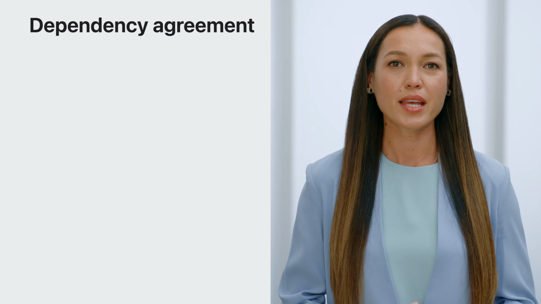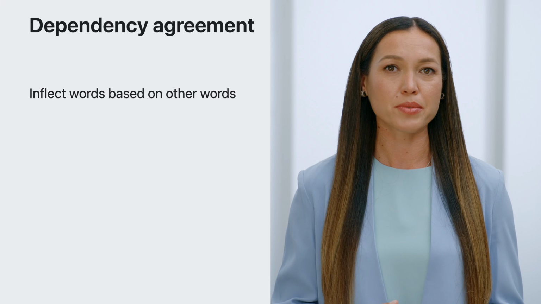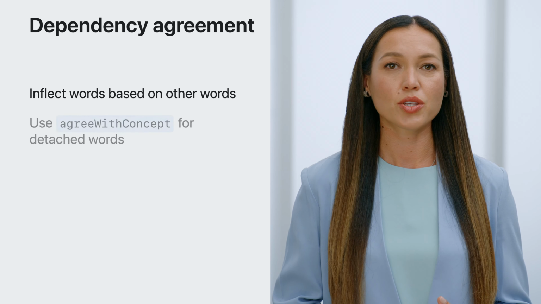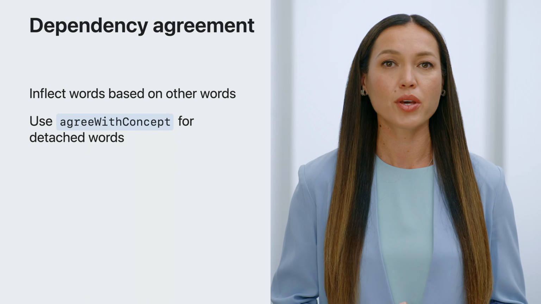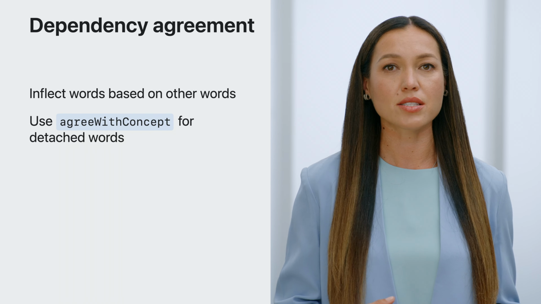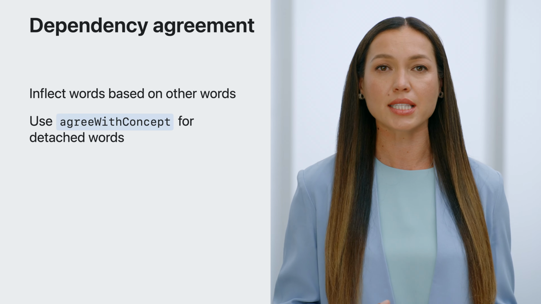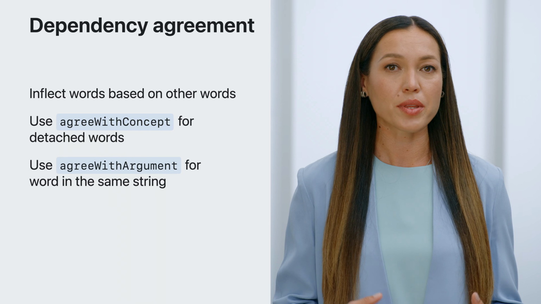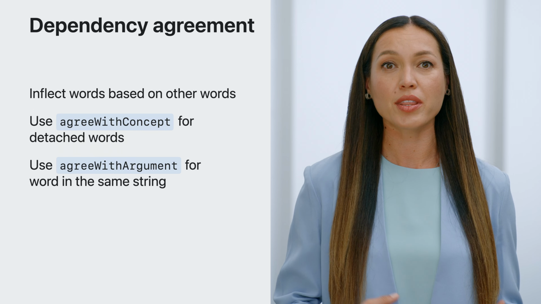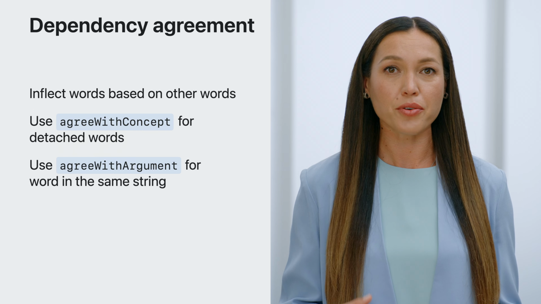To recap, dependency agreement makes it possible to change words based on other words they depend on. Use agree with concept attribute when you want a word to agree with another word or phrase that does not exist within the same sentence. Use agree with argument attribute for situations where you want a word to agree with another word or phrase, and both of them are in the same string.